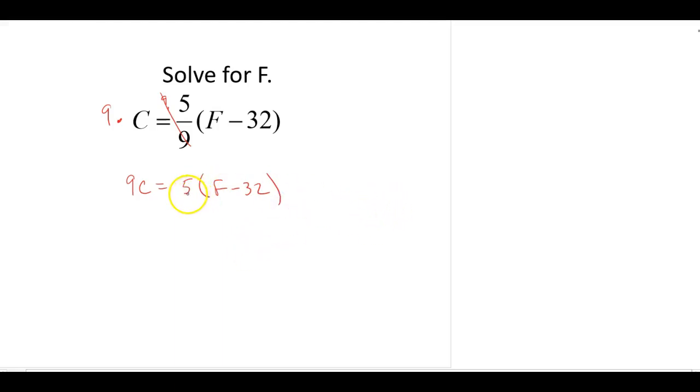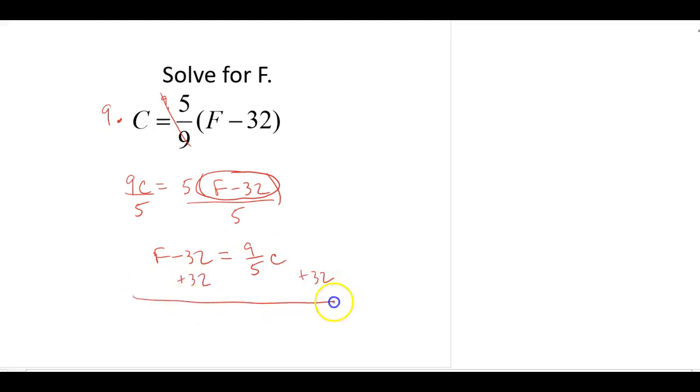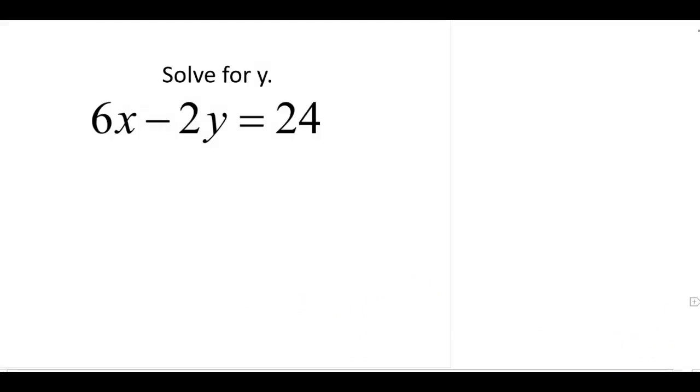So now, how do I get rid of the 5 if it's linked to the parentheses by multiplication? I divide. So f minus 32, I'm just copying this down, that's what I have left, equals 9/5 c. Then I go ahead and I add 32. Remember, 9/5 c and 32 are not like terms, so I scoot it over. So I get 9/5 c plus 32.